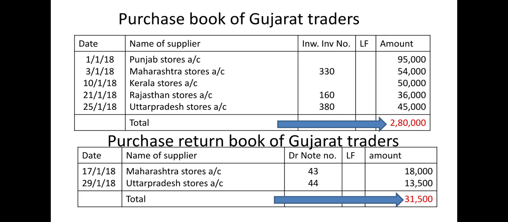You can solve one more sum, student, in homework. Question number 11. In question number 11, we have to prepare a sales book as well as sales return book. Okay, so you can just prepare just like this. So that will be your homework, student.